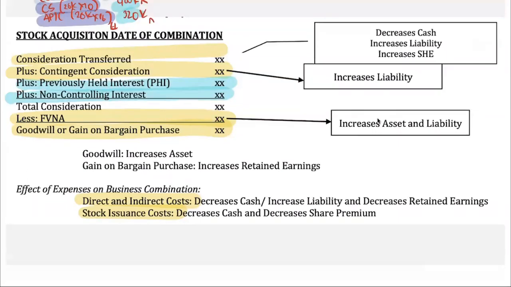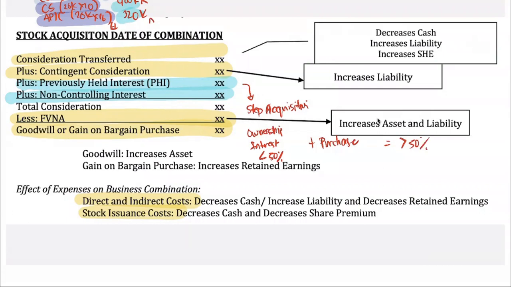So what is this previously held interest again? This happens if we have a step acquisition. Do you still remember what a step acquisition is? You have an ownership interest that is less than 50%. Then you purchase a new interest to give you greater than 50%. So that is your previously held interest. What is the effect? Generally, first you need to increase the amount of your previously held interest.